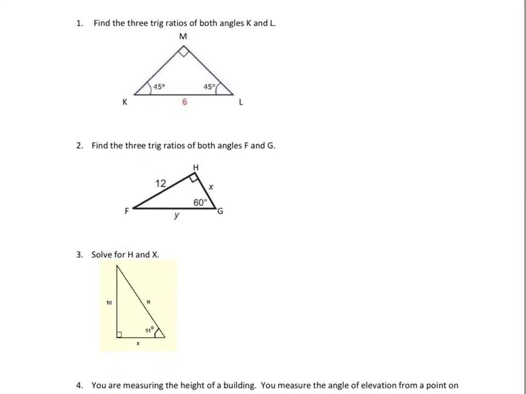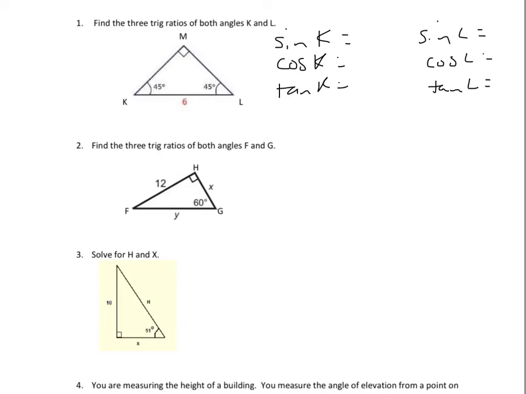Alright, so we're going to find the three trig ratios for 1 and 2 here. Very simply, we're going to work with sine of k, cosine of k, tangent of k, and we're also going to do it with L: sine L, cosine L, tangent L.